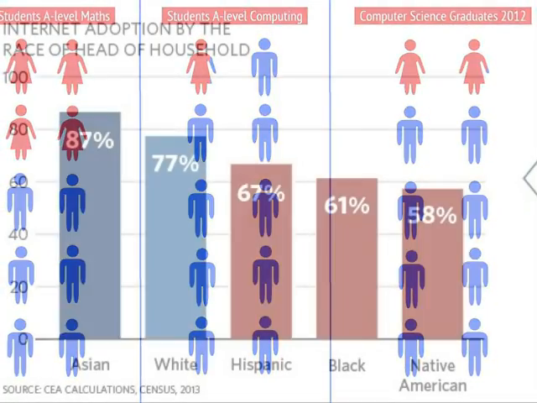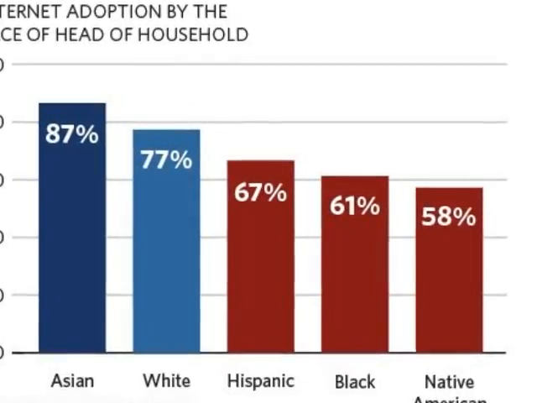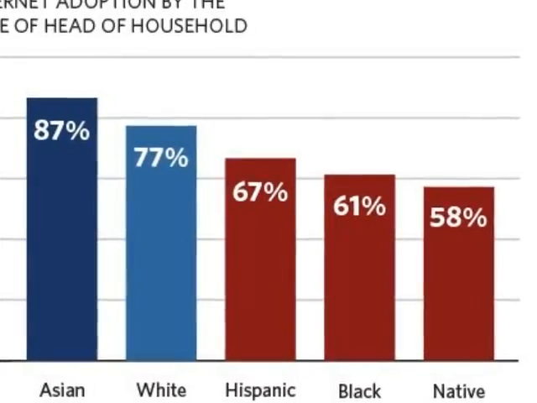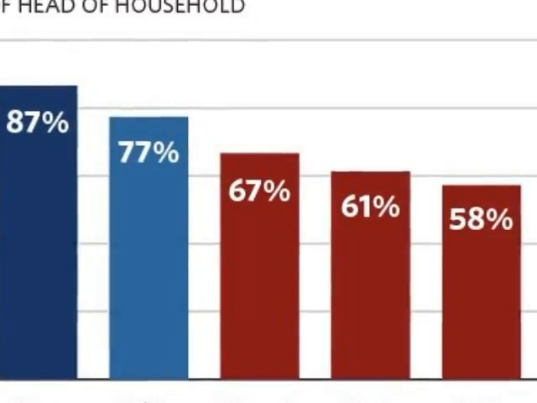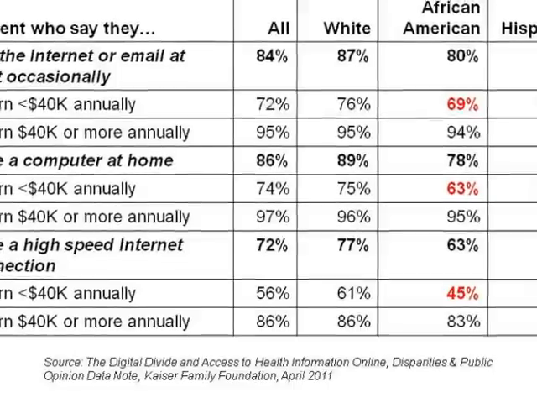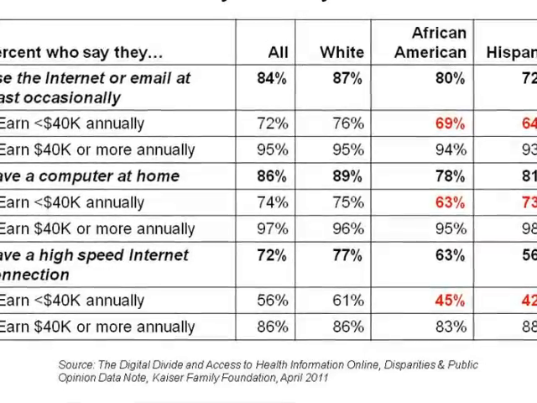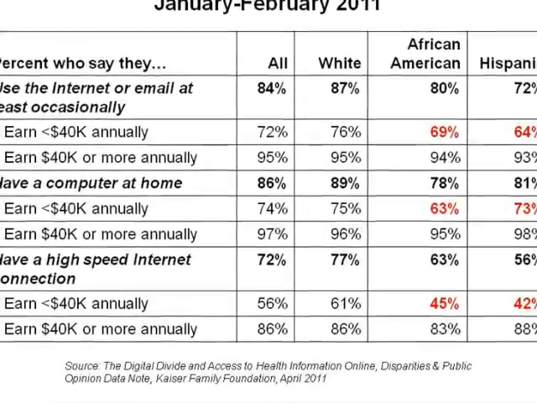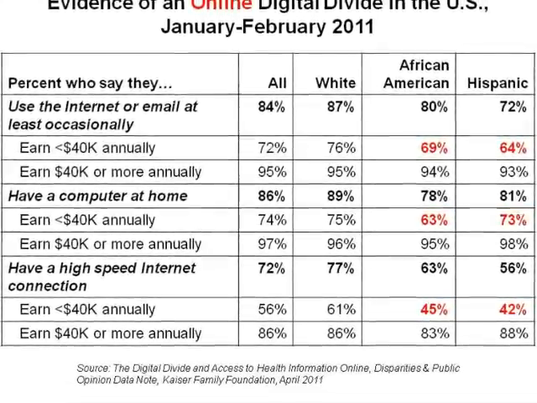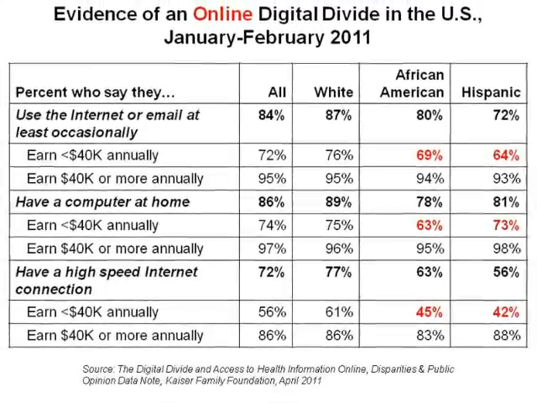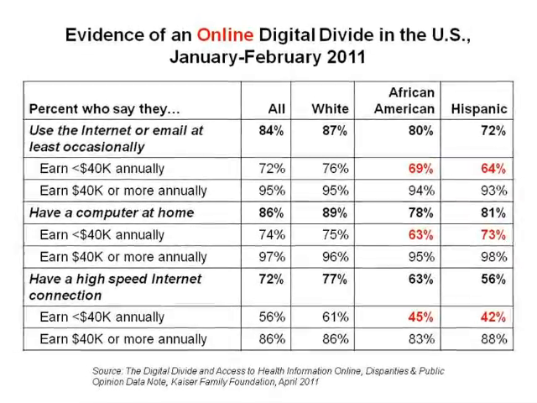Moving from gender to race, we can see that the Asian and white populations dominate internet adoption within the household, and the Hispanic, African American, and Native American populations trail all of those by significant margins. When we dive further into this, we can see that African American and Hispanic households that are earning less than $40,000 annually will show significant decreases in both use of internet at home, the availability of having a computer at home, or having a high-speed internet connection by significant differences as opposed to the white population.